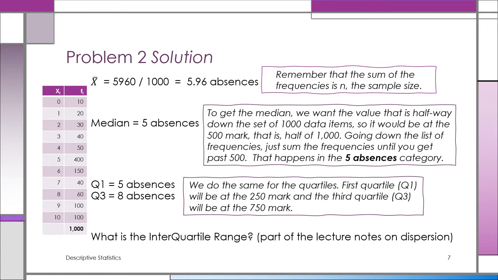Now the mode, you can just look at it and find the mode. The mode is 5. That has the highest frequency, 400. So I've shown you how to get the median. I've shown you how to get the mode. We did the mean already. Now let's try to get Q1 and Q3.